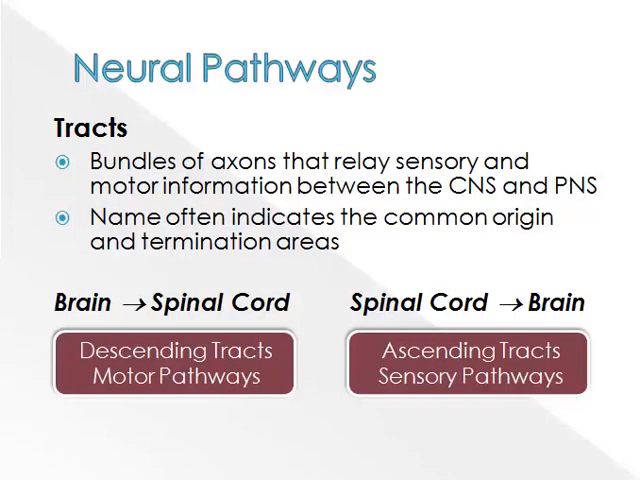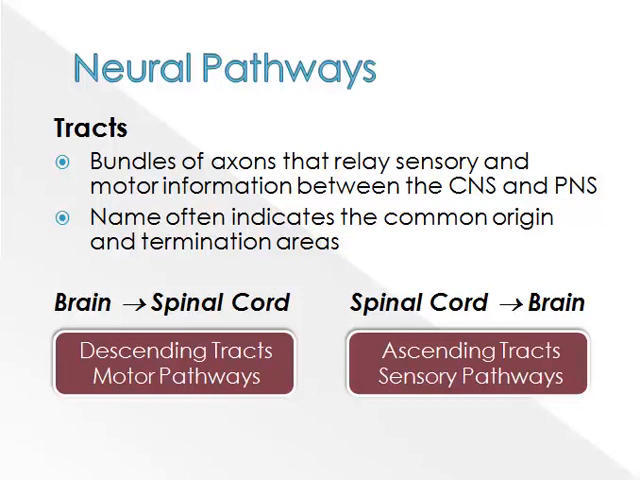So that brings us to tracts. Tracts are bundles of axons that relay sensory and motor information between the central nervous system and the peripheral nervous system. The peripheral nervous system being the projections of nerves and neurons from the spinal cord, innervating muscle, innervating organs and glands, for example.